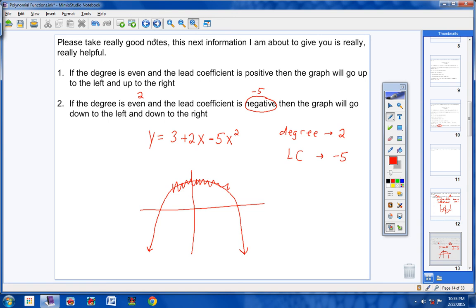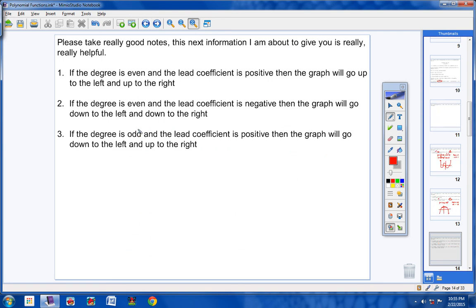Alright, number 3, copy this down please. If the degree is odd, and the lead coefficient is positive, then it will go down to the left, and up to the right. Copy that down please. If the degree is odd and the lead coefficient is positive, it will go down to the left and up to the right.